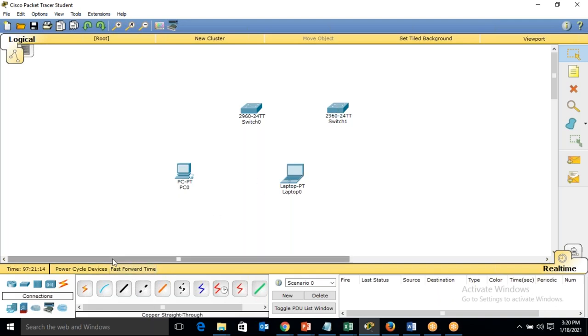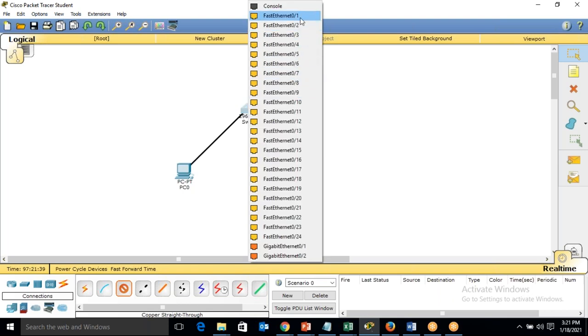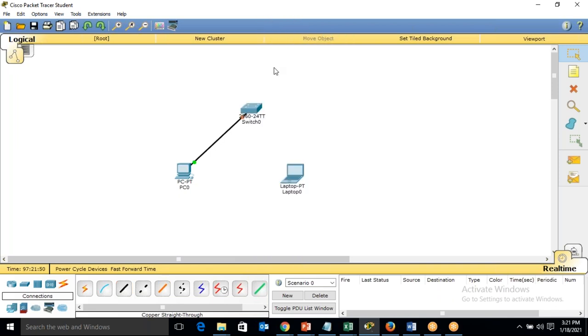Now, I'll remove this switch. This was for your demonstration. Now, let us connect this PC to the switch. I have taken this right cable. Click on this PC. You will get two ports, that is RS-232 and Ethernet 0. As these are Ethernet cables, you need to select the Ethernet, and you need to drag it. If you click on the switch, you will get all the 24 ports that are available. You can click on any of the ports. I'm clicking on FastEthernet 0/1, that is the first port.